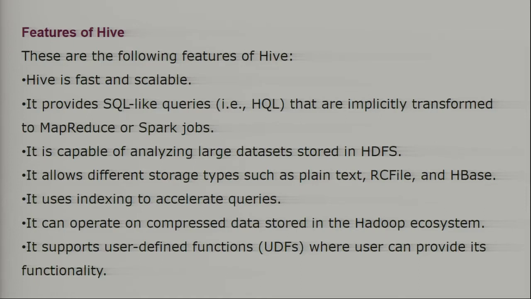Indexing helps us to quickly move across the records and get what we need, because we are not talking only about 100 records, we are talking about millions of records. In those millions of records, you have to fetch particular data. So how much data has to be taken care of, and how much time has to be noted? That is the point to be taken care of when we use indexing. Indexing is a very vital point where it helps us to accelerate the queries. The transactions happen much faster. Next, it can operate on compressed data stored in the Hadoop ecosystem.